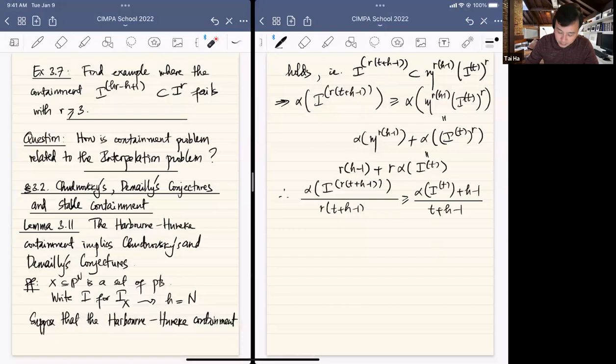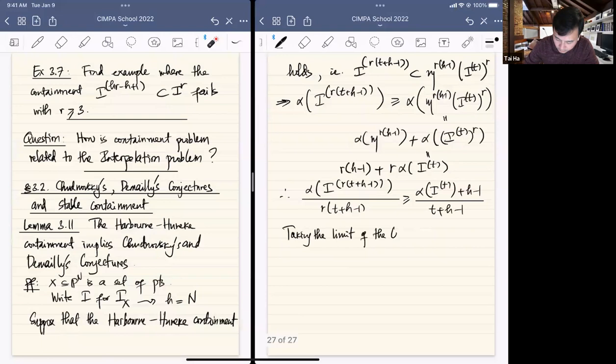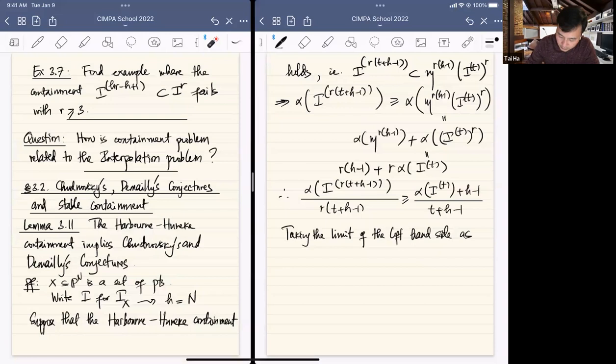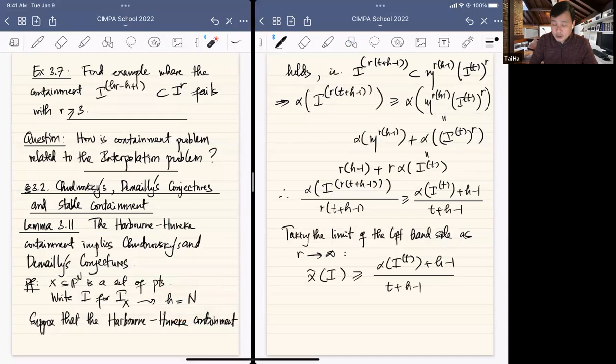And taking the limits of the left-hand side, as R goes to infinity, the right-hand side doesn't depend on R. So if you take the limit of the left-hand side as R goes to infinity, the right-hand side stays the same, but the left-hand side, we know that this is the definition of the Waldschmidt constant. What we have is alpha hat of I is at least alpha of I to the T plus H minus one divided by T plus H minus one. Now, of course, because H is N, you basically get Demailly's conjecture. So the statement is proved.